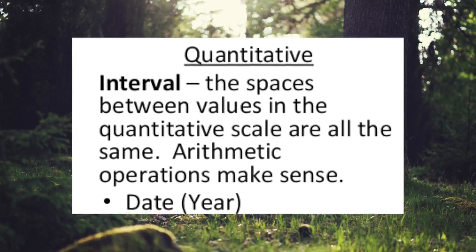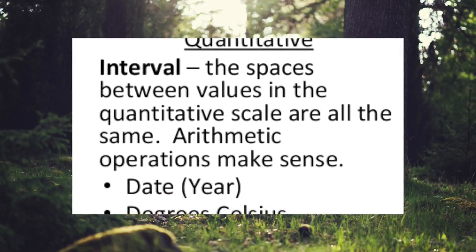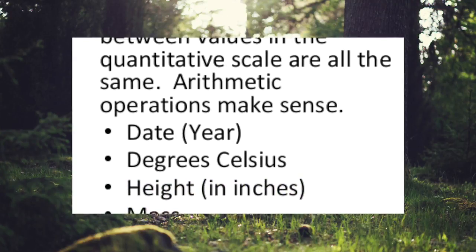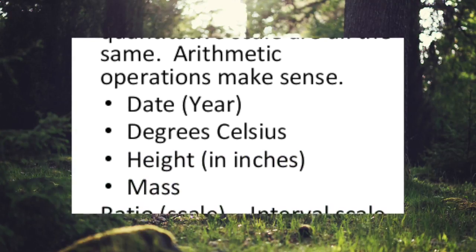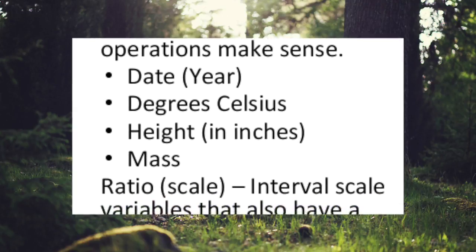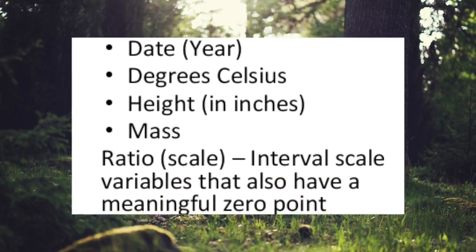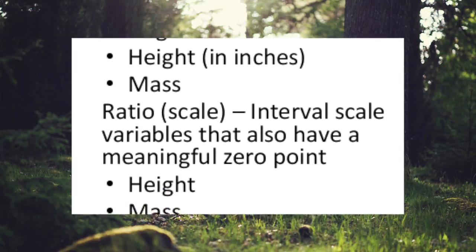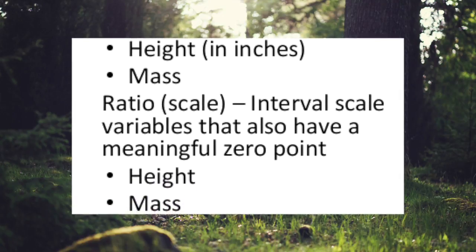Quantitative, interval: the spaces between values in the quantitative scale are all the same. Arithmetic operations make sense. Examples are date, year, degrees Celsius, height in inches. Ratio scale: interval scale variables that also have a meaningful 0 point, such as height and mass.